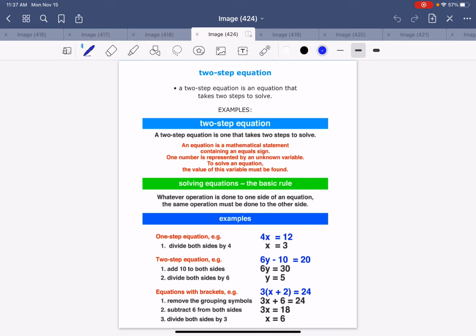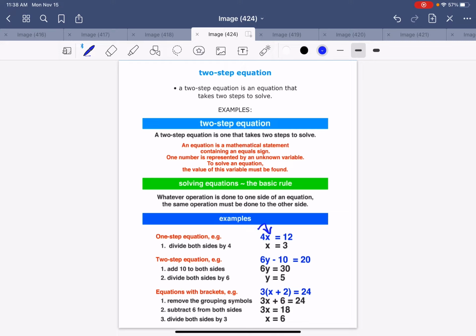So the basic rule, whatever operation is done to one side of an equation, the same operation has to be done to the other side. So if I subtract something from one side, I have to do that same operation to the other side. And we're always thinking about doing the inverse of the operation too. Inverse is the opposite of the operation. So for example, in here, a one-step equation is I'm going to divide both sides by 4. And you divide because right now the problem is multiplying, and the inverse of multiplication is division.